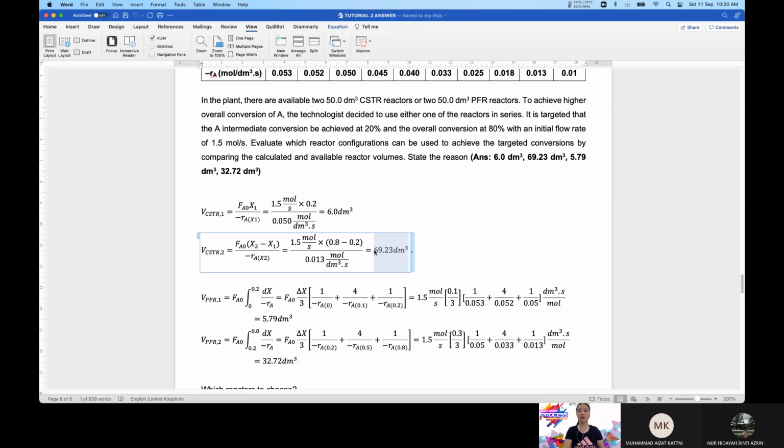How much is the theoretical volume? If it's smaller than 50, perhaps you don't even need 2 in series. 1 pun dah cukup. Okay? Tapi dalam kes ni kita explore lah. Dalam kes ni kita explore 2 reaktor in series, right? But that can be one of your strategy.